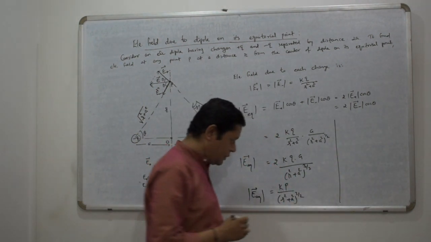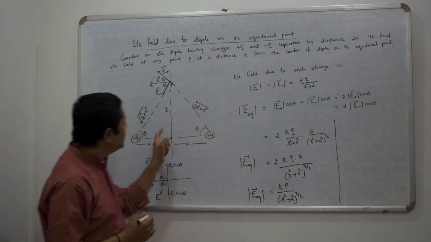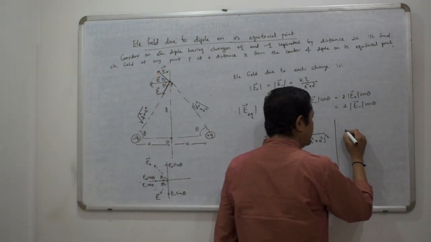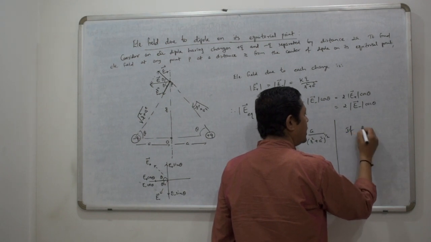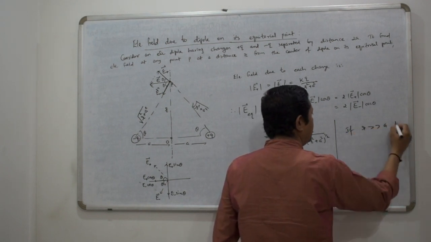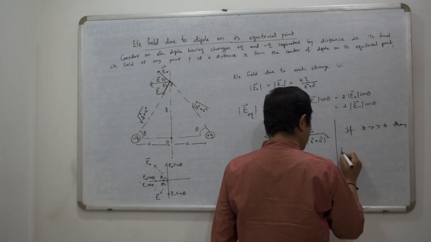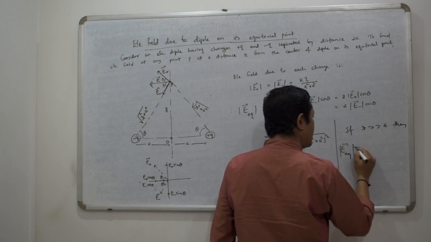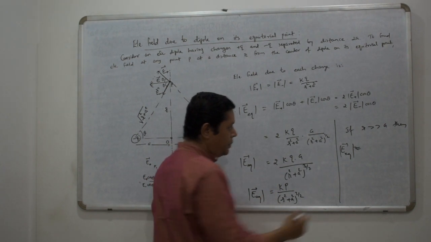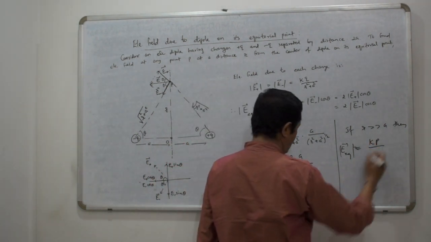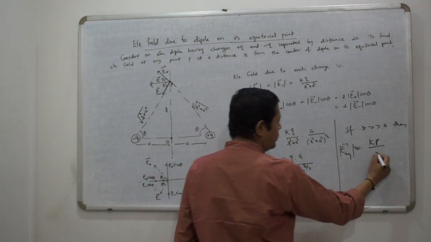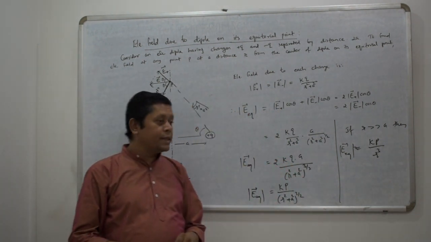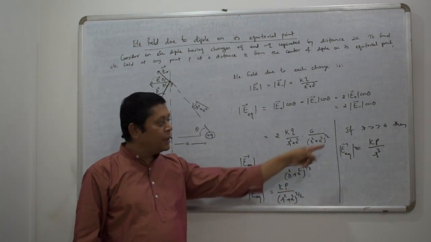Now again, if this r is much larger compared to a, you can neglect a. You can write, if r is greater than a, then what is the value of the equatorial electric field? That will be kp upon r cube. See, the axial electric field was twice kp by r cube, and equatorial it is kp by r cube.